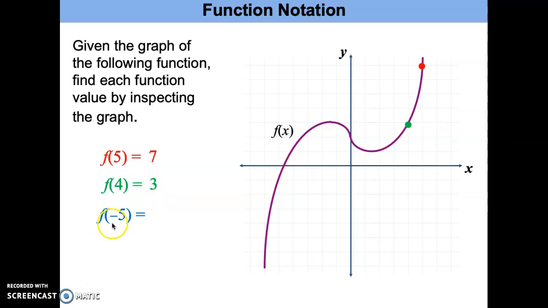Now let's look at f of negative 5. So we have x equal to negative 5, so negative 1, 2, 3, 4, 5. Here's our x equals negative 5. It went down to about right there. What's that y value? Negative 1. So f of negative 5 equals negative 1.